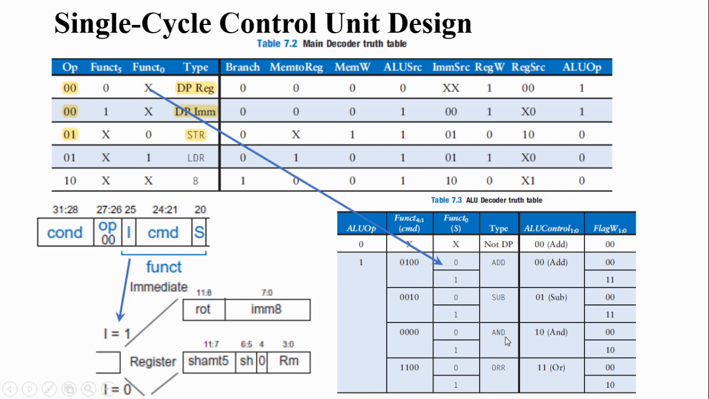Similarly, if it is AND and the S bit is 1, you need to see that flag bit 1 will be 1 and flag bit 0 will be 0. That means in add and sub, all the four flags will be updated based on the condition and the operation. But in AND and OR, only two flag bits will be set. You have four flags: N, Z, C, V. Negative flag, zero flag, carry flag, overflow flag. So in the case of add and sub, all four flag bits will be set, that is N, Z, C, V. But in AND and OR, only two flags will be set, right?